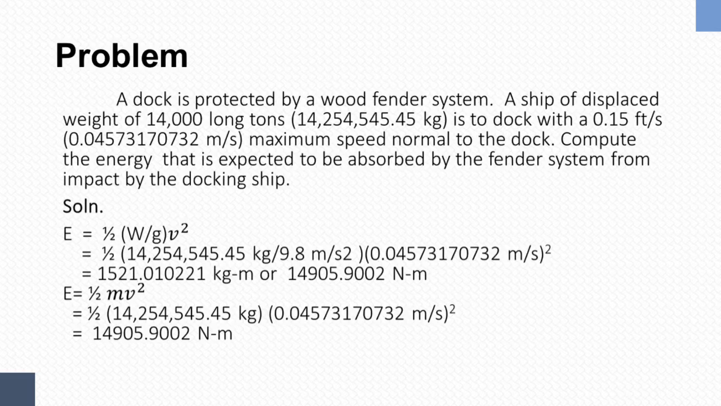Solution. We have the formula E equals 1/2 multiplied by W over G multiplied by V squared, which is equal to 1/2 times the W, which is 14,254,545.45 kilograms, divided by the gravity, which is 9.8 meters per second squared, multiplied by the velocity, which is 0.04573170732 meters per second squared, which has an answer of 1,521.01202221 kilograms per meter, or 14,905.9002 newtons per meter.